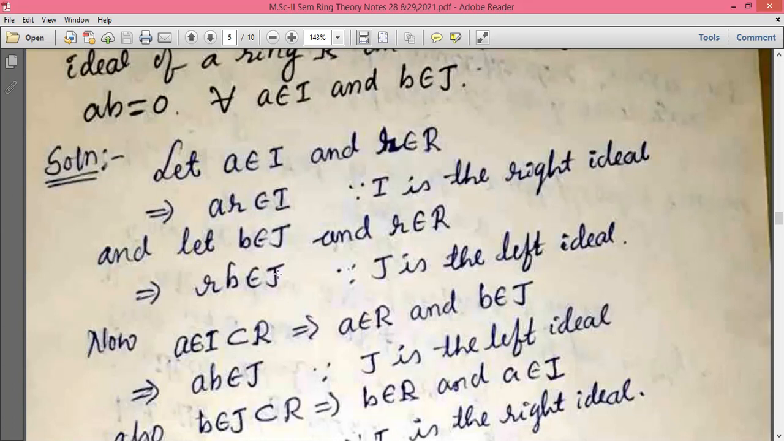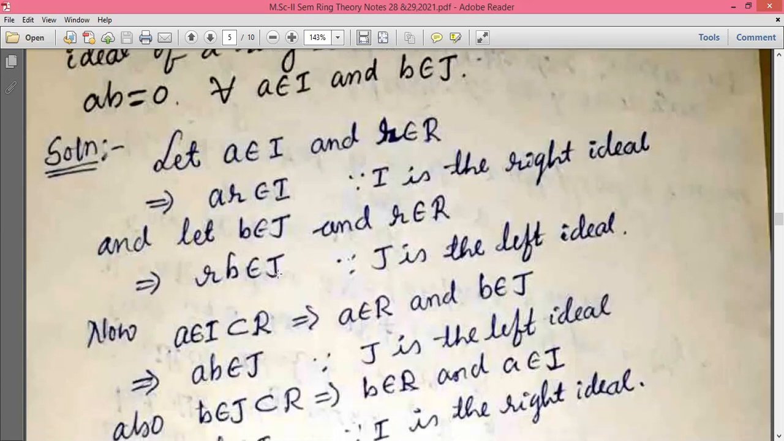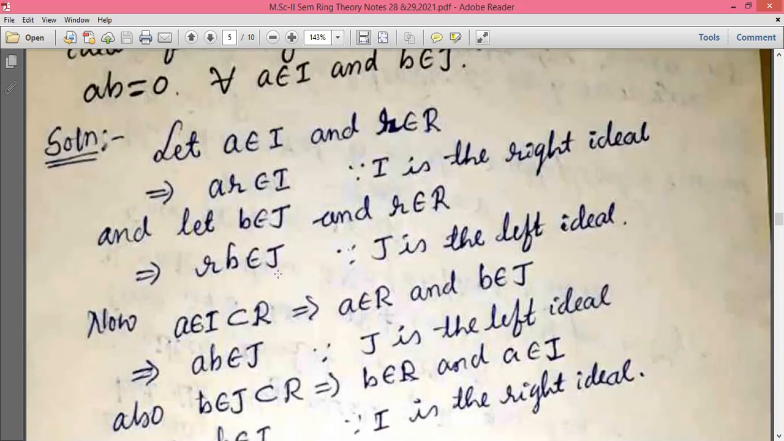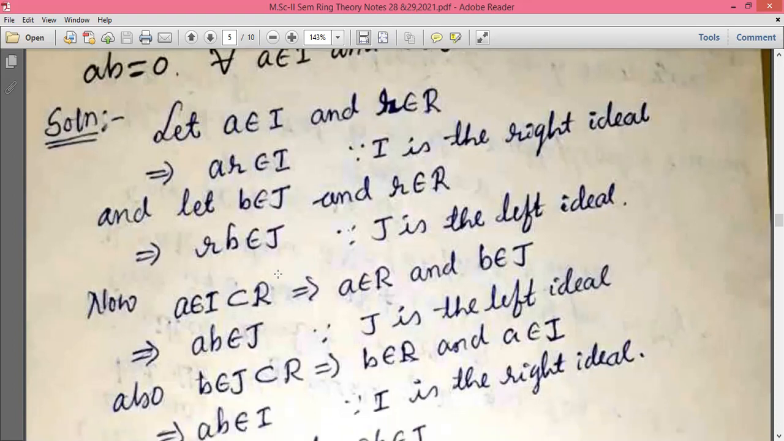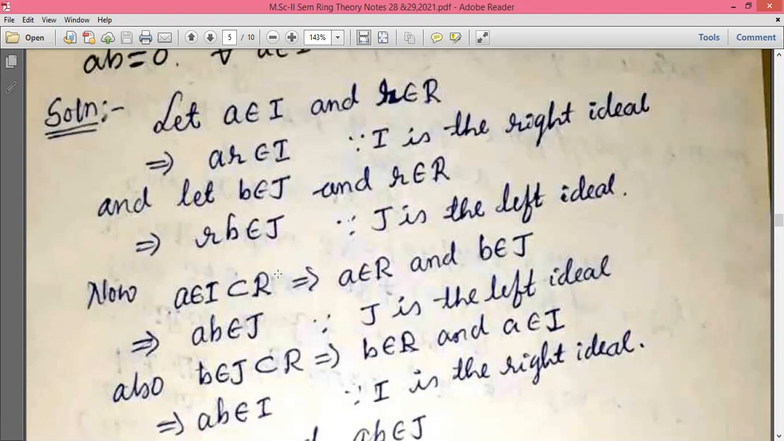The product AR belongs to I, because I is a right ideal. Also let us take B as an element of J and R in R. So RB also belongs to J, because J is the left ideal. That is, B is a member of J, and that's why RB is in J, because J is the left ideal.